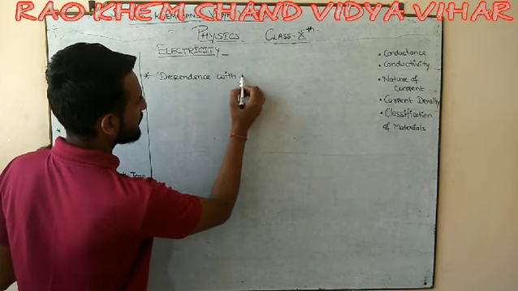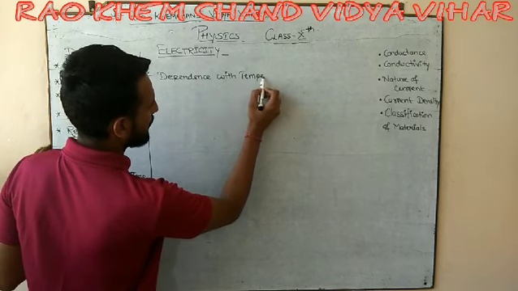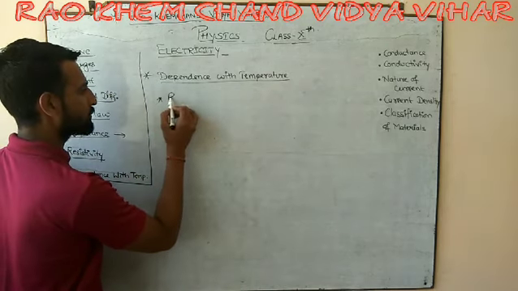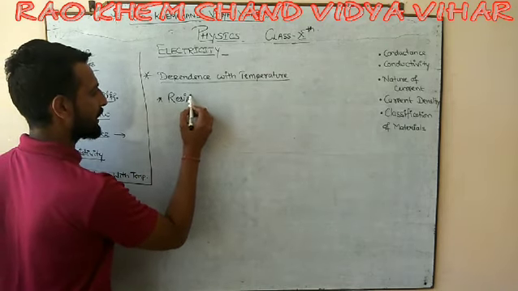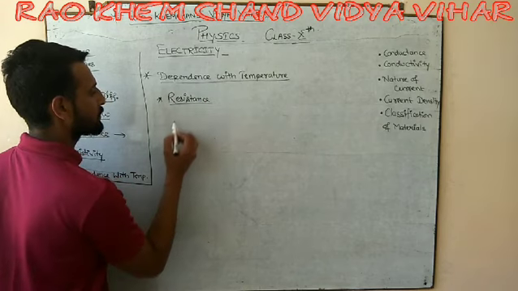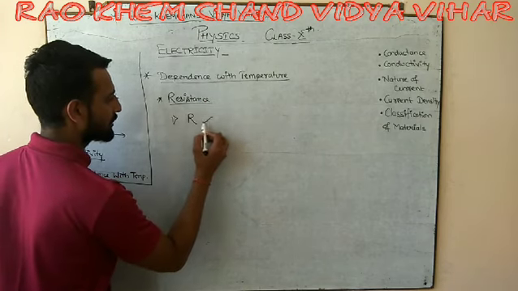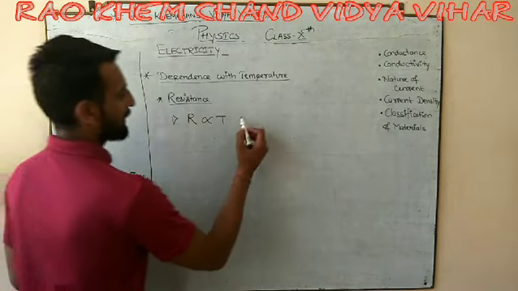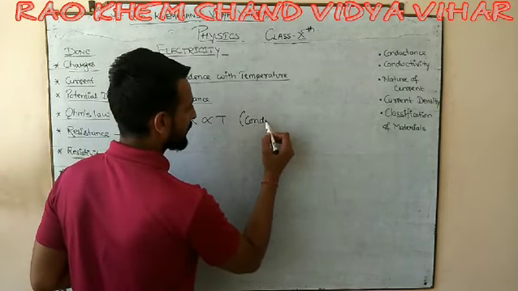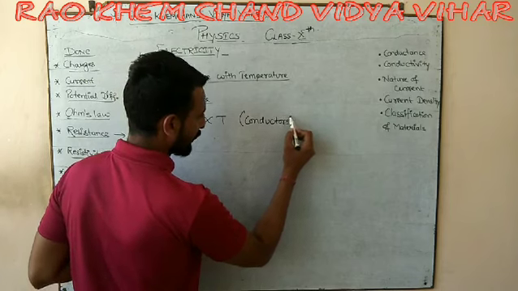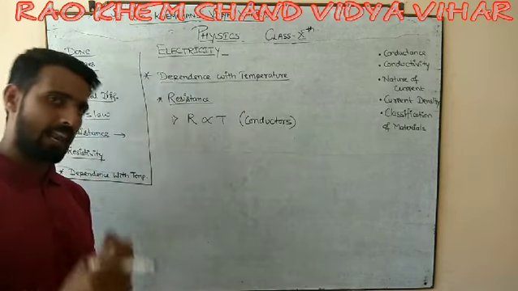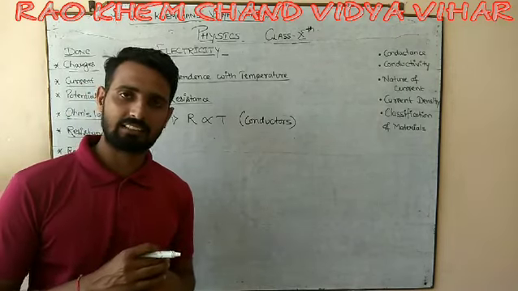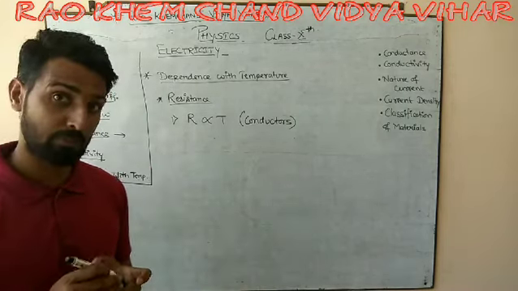Dependence with temperature, and we discuss the resistance. So how does the resistance vary with the temperature? First we discussed that resistance is directly proportional to temperature. For what? For conductors, for those materials which can allow the flow of charges easily. For those conductors the resistance is directly proportional.